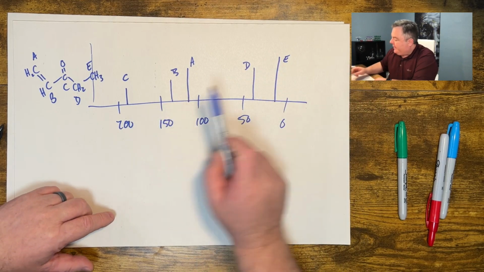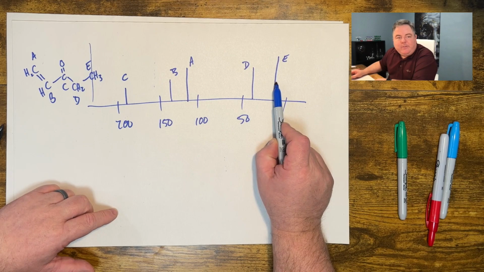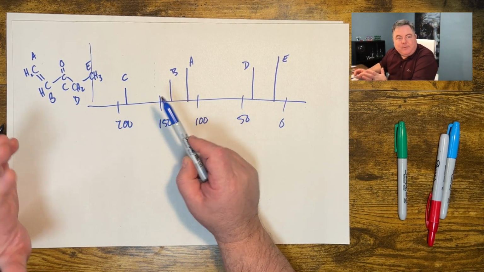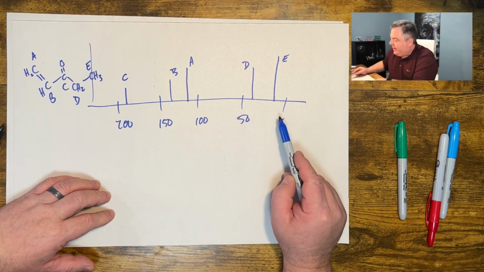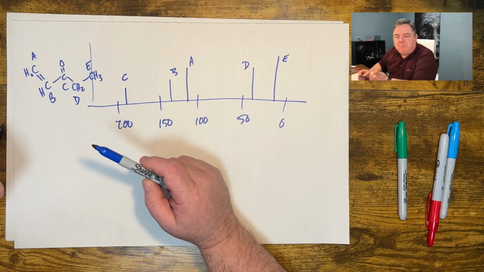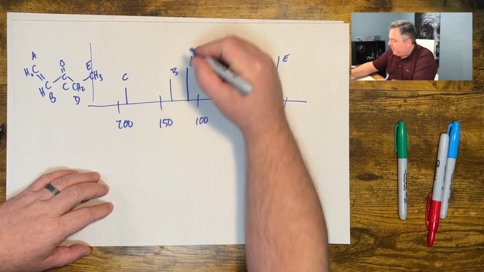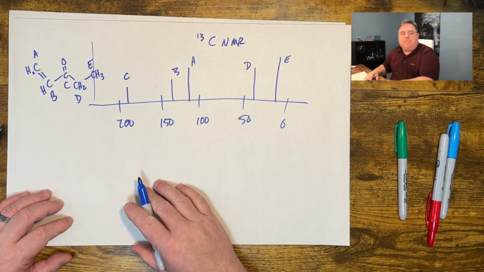I don't integrate this. I don't have twice as many of this one as I do of this one, even though that peak's twice as big. All I know is how many types I have and what types of carbons they are, or what the chemical environments are. That's all I know. So I don't integrate, and I don't look at splitting. I just look at carbon atoms. This is a carbon NMR. That's it.